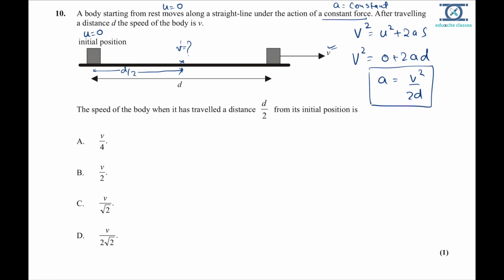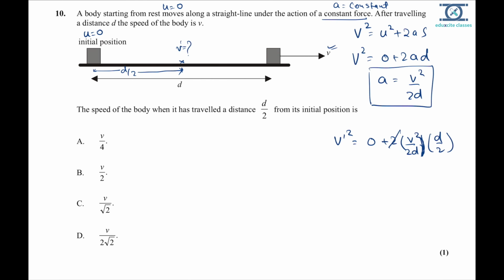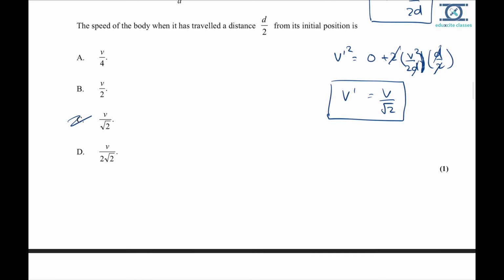So this is the acceleration, and it is given that it is a constant force, so the acceleration is also constant. Now for the second case at d by 2, I am again using the same equation: v dash square equals u, which is 0, plus 2a, which we can write as v square by 2d, into the distance, which is d by 2. Now solving this, you will get v dash as v by root 2. So simple mathematics you have to apply, and you will get v by root 2. So this is the answer for question number 10.